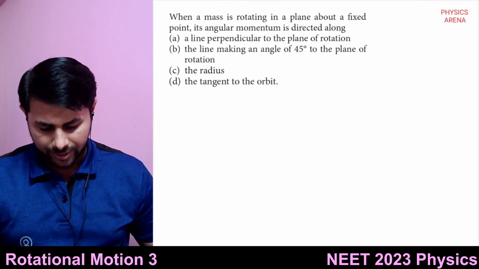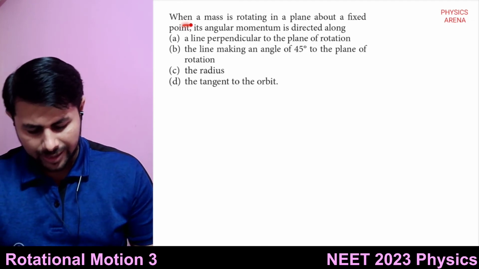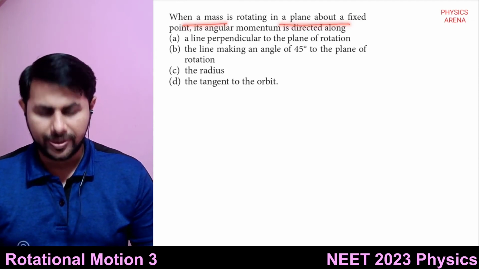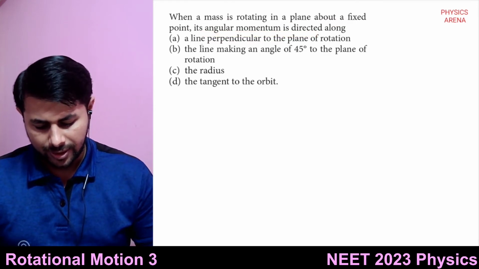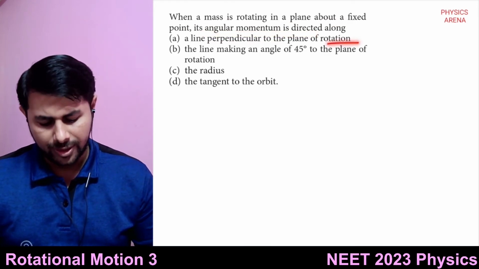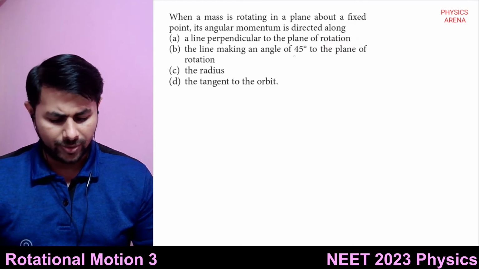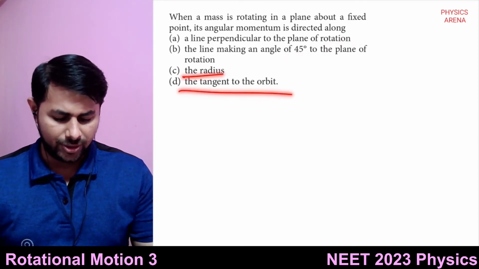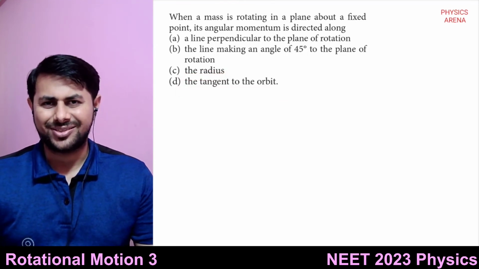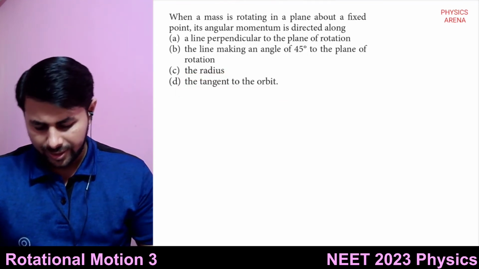So let's see the next question. When a mass is rotating in a plane about a fixed point, its angular momentum is directed along a line perpendicular to the plane of rotation. The line making an angle of 45 degrees to the plane of rotation, radius, the tangent to the orbit. Which is the answer? It is option A.